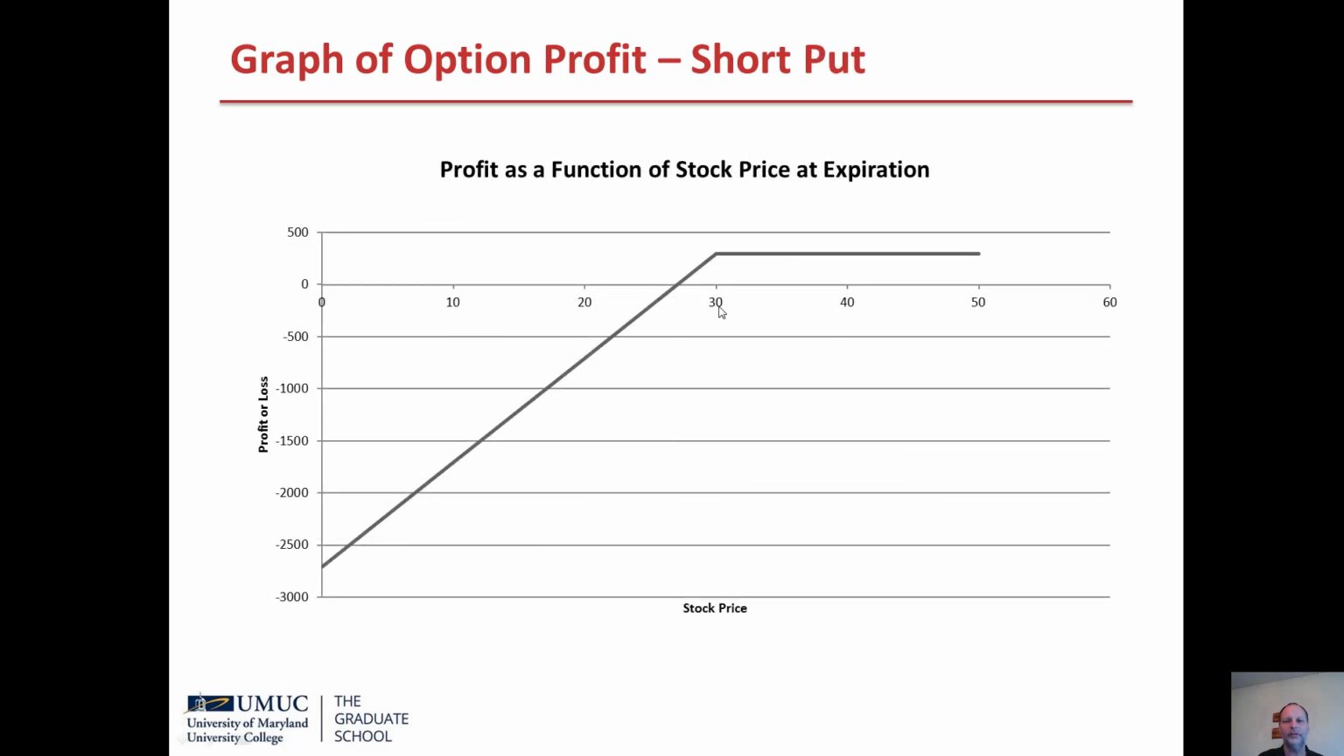For a short put, again, the purchaser of the put hopes the stock market drops. The maximum they can make if the stock market drops is going to be the strike price minus the put premium. The maximum, again, the insurance company that sells it can make is the put premium, which is around $250.